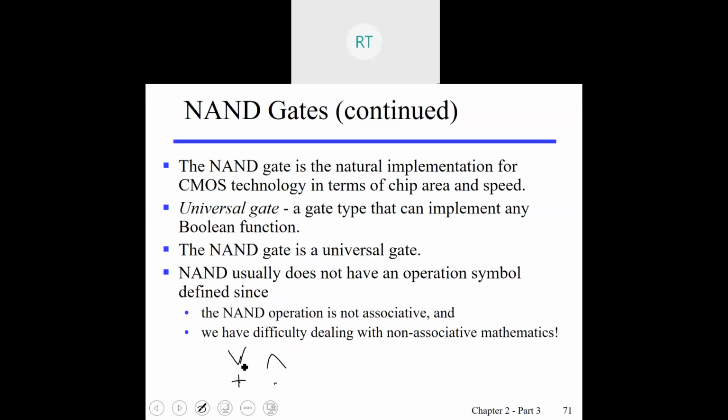We do not have a symbol operation for the NAND. Okay, it is X dot Y with a bar. This is how we write it. This is the NAND gate. It does not have an operation symbol for it. Okay, when you are doing X dot Y dot Z, you could use one AND gate for it. But if you are doing X dot Y dot Z all with a bar, you cannot use one NAND gate for it, so it is not associative. Okay, we have difficulty dealing with non-associative mathematics. NAND is a non-associative operation. Okay.